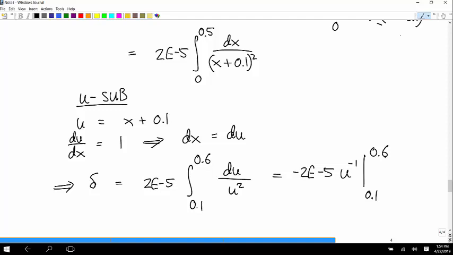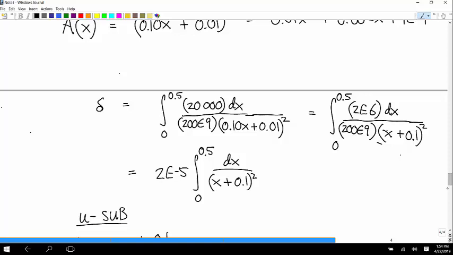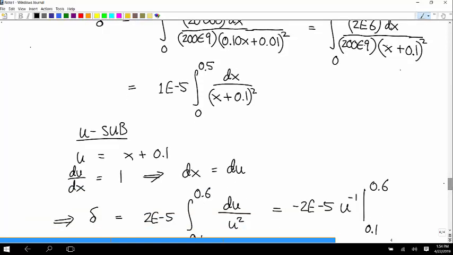Oh, those 2's canceled a while ago. What do I have here? Where I pulled this outside, this should have just been 1 times 10 to the minus 5. Still working on my division. 1 times 10 to the minus 5. That's a 1. That's a 1.